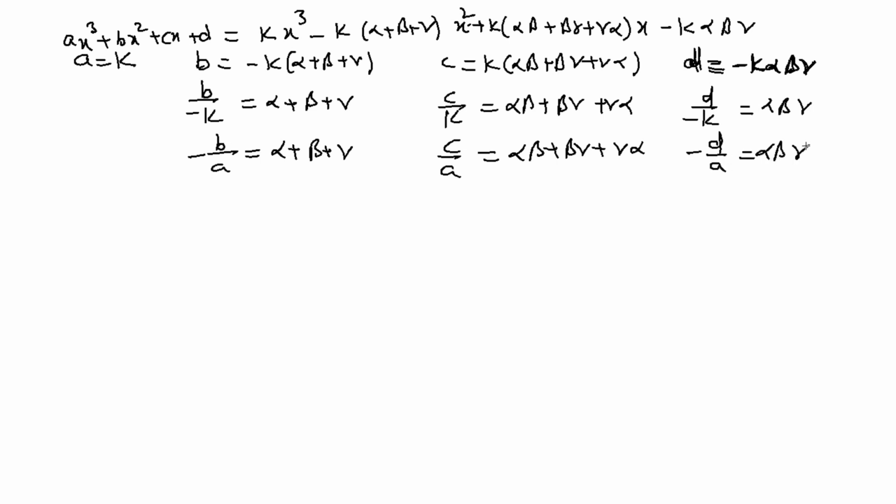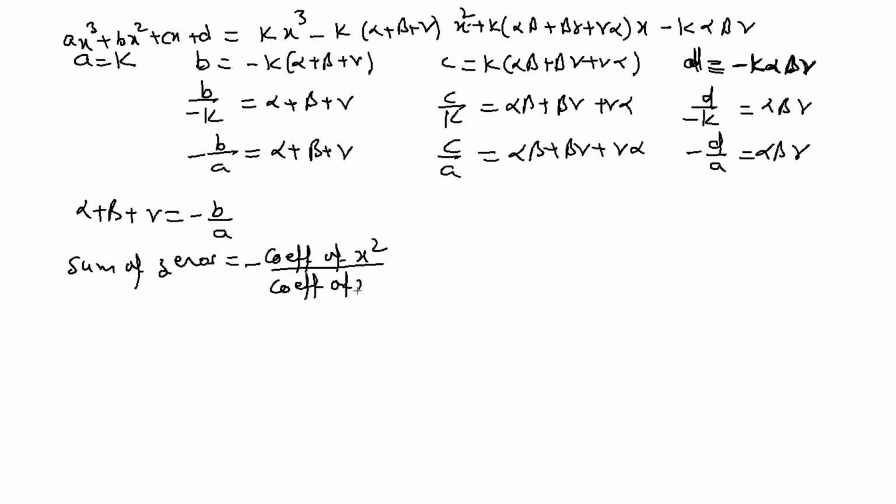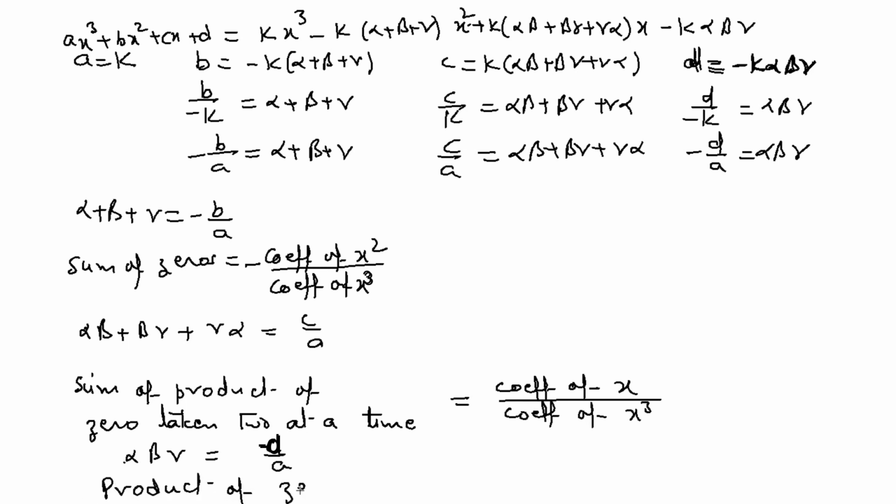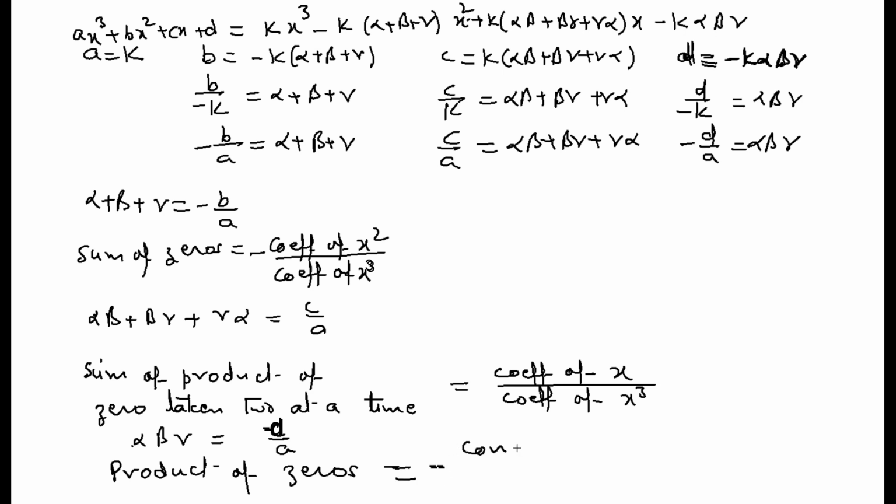It means we have three relations now. First, alpha plus beta plus gamma is equal to minus b by a. It means the sum of zeros is equal to minus coefficient of x square upon coefficient of x cube. Second, alpha beta plus beta gamma plus gamma alpha is equal to c by a. It means the sum of products of zeros taken two at a time is equal to coefficient of x upon coefficient of x cube. And the third relation is alpha beta gamma is equal to minus d upon a. It means the product of zeros is equal to minus constant term upon coefficient of x cube.